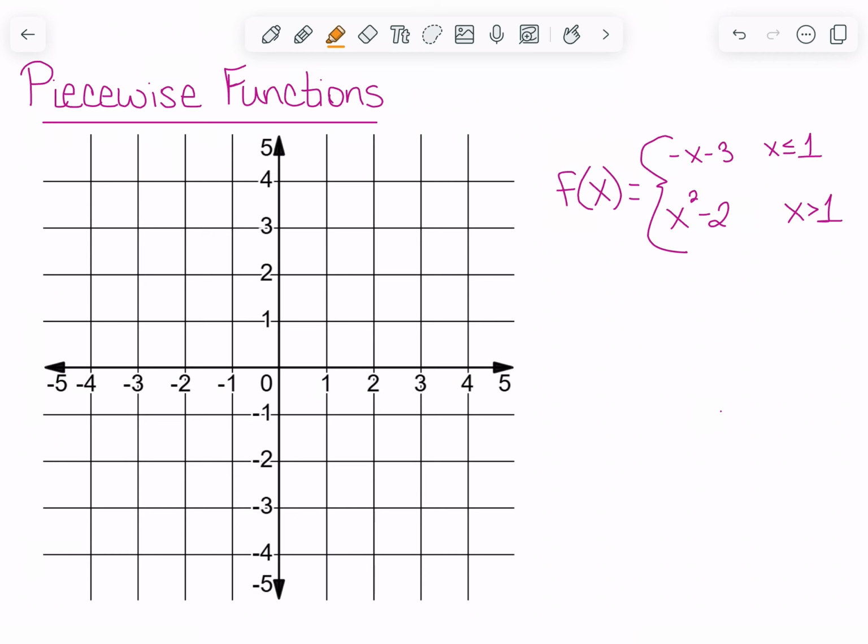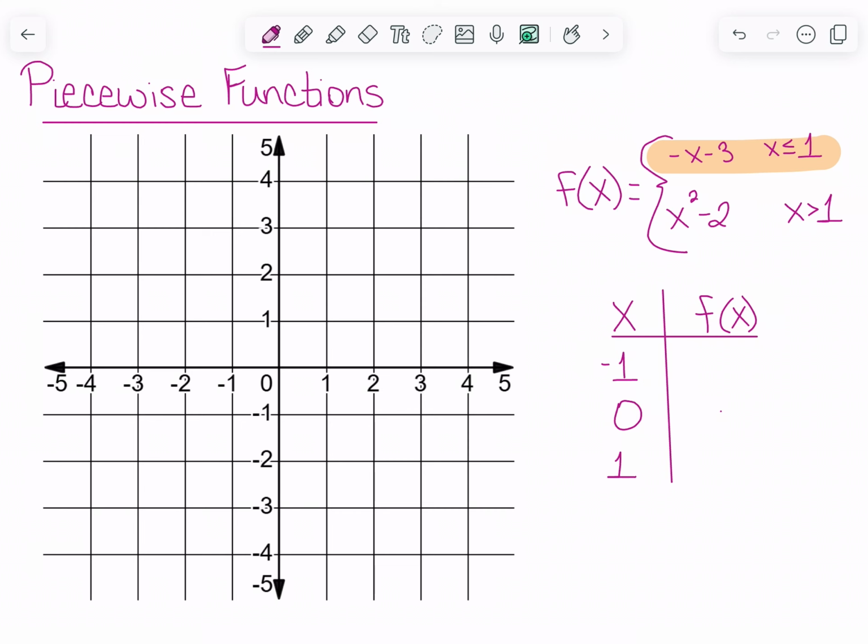When we graph a piecewise function, we need to consider the domain restrictions. So let's think about this function here. We want to start with the first part of the function, -x minus 3, but this is for only values less than or equal to 1. The easiest way to graph a function is to make a table and plot some points. When we do this, we do need to make sure all of our inputs are less than or equal to 1, so here I picked -1, 0, and 1, and we're going to plug these into -x minus 3.